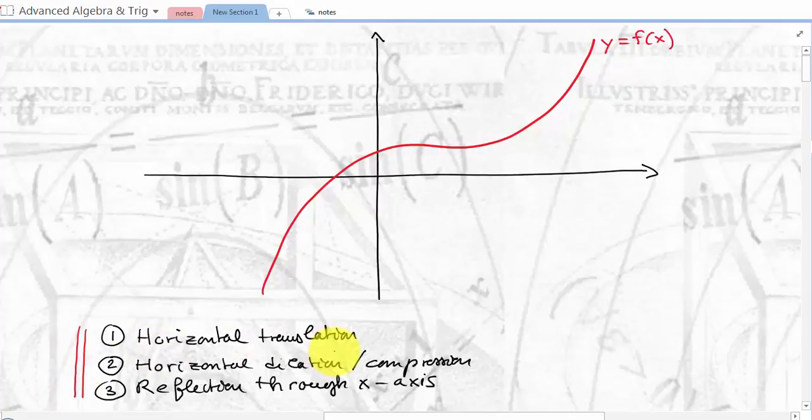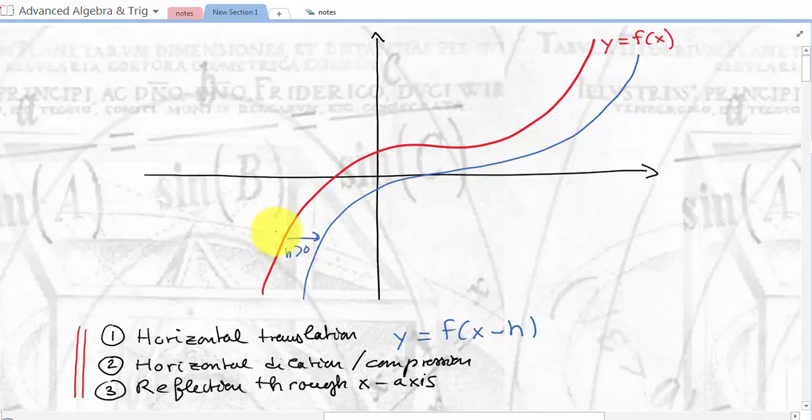A horizontal translation. If you have the graph of a function like this one right here, y equals f of x, a horizontal translation will look like this: y equals f of x minus h. If h is positive, the graph will move right. And if h is negative, the graph will move left. So this is the first type of transformation.